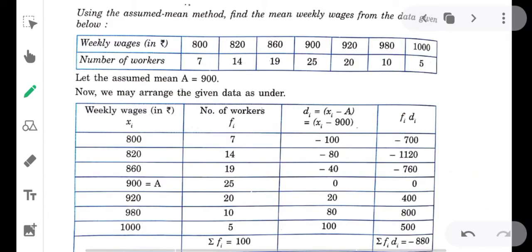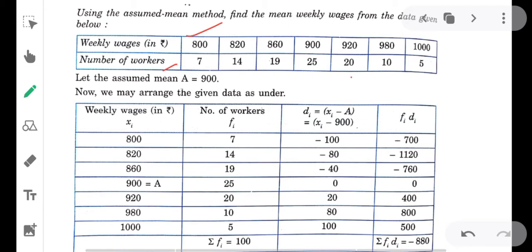Now the example. Using the assumed mean method, find the mean weekly wages from the data given below. Daily wages are given along with the number of workers. So this is the question. We have to find the mean of this data by using the assumed mean method.